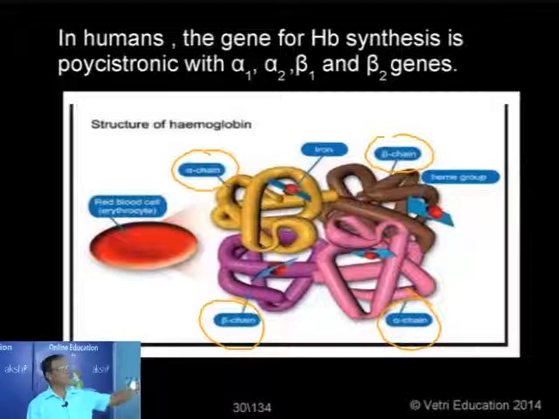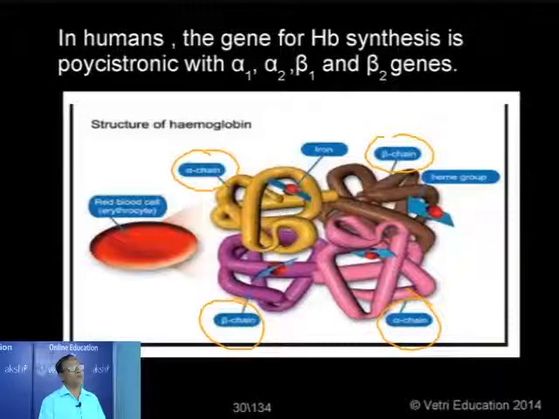So in humans, the gene for hemoglobin synthesis is called a polycistronic gene, though we generally have the monocistronic gene. So alpha 1, alpha 2, beta 1 and beta 2 are the 4 cistrons considered as structural genes for the synthesis of the hemoglobin having 4 polypeptide chains. So this is an exception and an eccentric case we can say. Generally in human beings we have monocistronic genes, but this is the best example for a polycistronic gene.